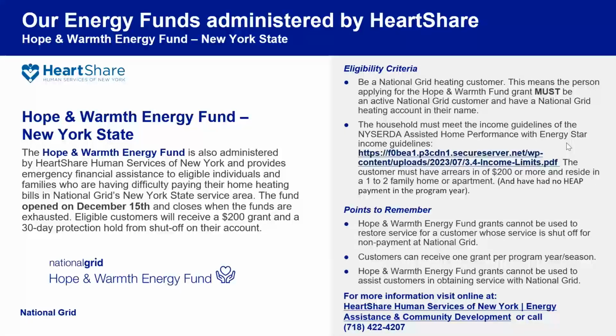This will be a $200 grant, and then a 30-day hold will also go on their account once they are determined eligible for this grant. So they will be protected from shut off. Same with the Care and Share. If they get the Care and Share grant, they also get a 30-day hold on their account. They can only receive it once per season, and it can't be used to restore service. So if someone is already shut off, they can't use this grant to get their service back on.